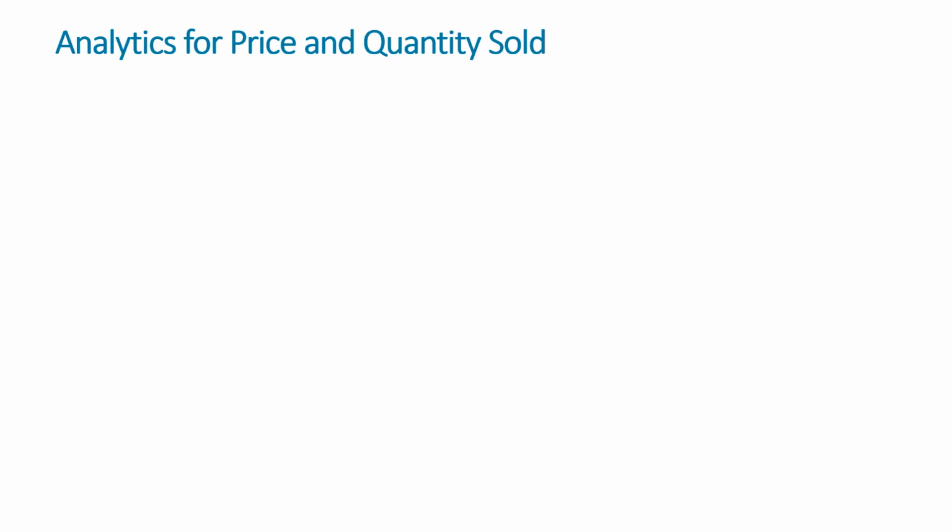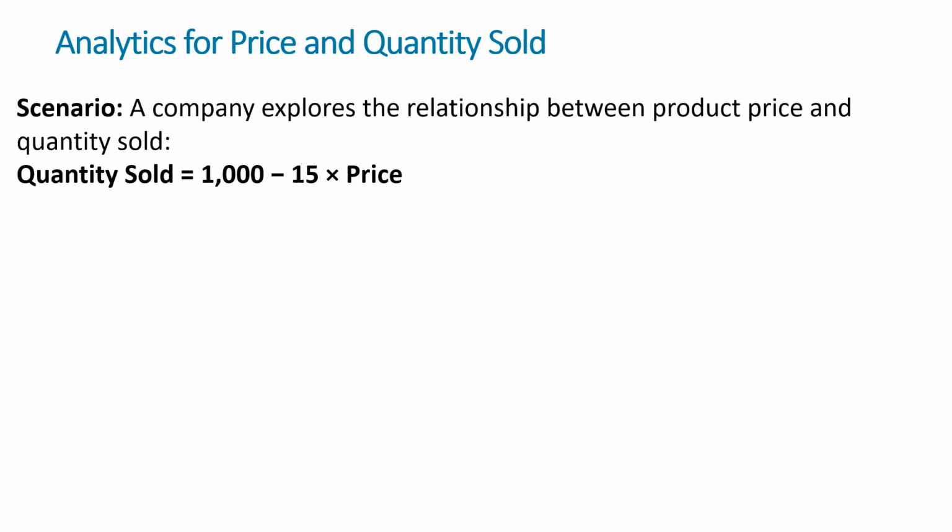I'm giving you another example, price versus quantity sold. This is again an example of a regression model. If the price is higher, the quantity sold may increase or decrease. Sometimes the price goes high, so people buy less and quantity sold goes down. So this is just a price versus demand example.